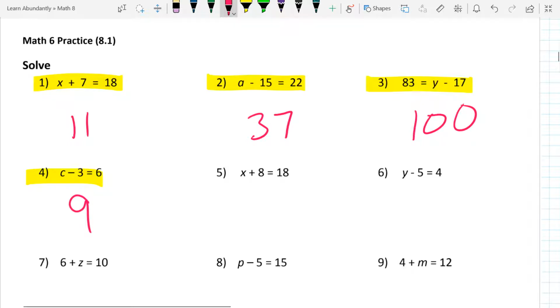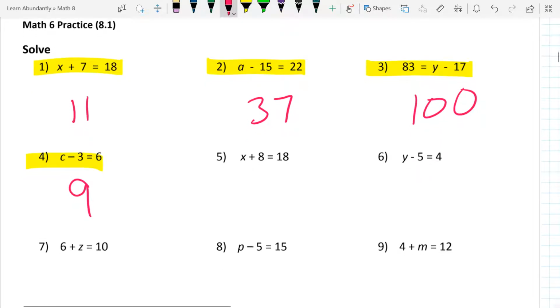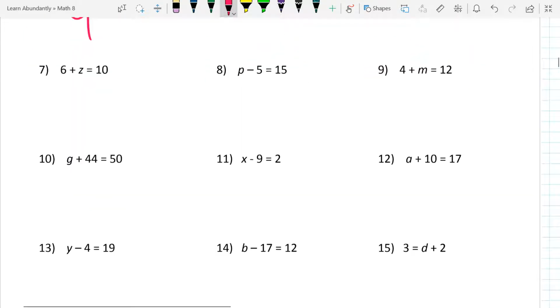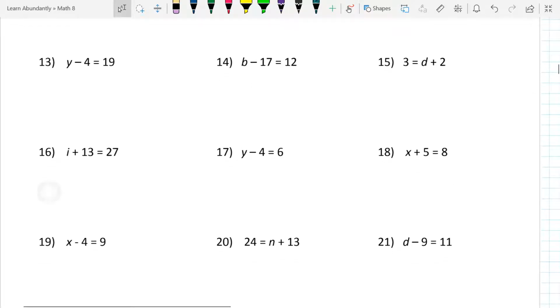If you want more practice, feel free to jump on these. I have a bunch more practice. If you ever want more practice solving one-step equations, let me know. I can tell you exactly where you need to go.